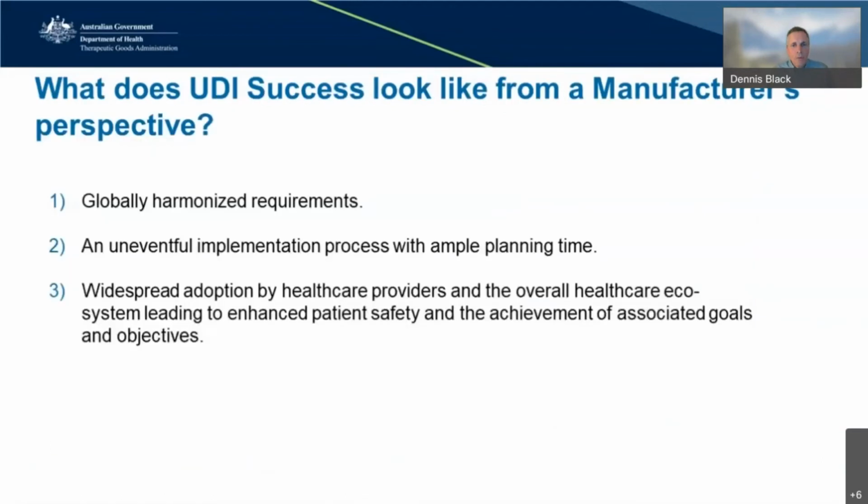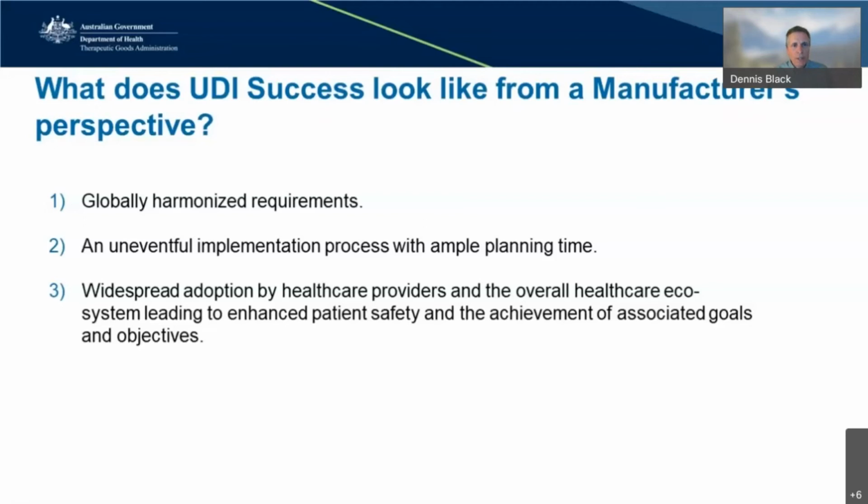So I've covered a lot of material and went through this really quickly, but if we were to think through what UDI success looks like from a manufacturer's perspective, and if we look back 5 years, 8 years, 10 years, whatever it requires to get UDI implemented in Australia, the 3 things that we'd like to see are, first off, globally harmonized requirements to the extent possible. We know that it's not going to be possible to have something that aligns with all requirements, for some of the reasons I've already given. But the more alignment we have, the better off we all are.